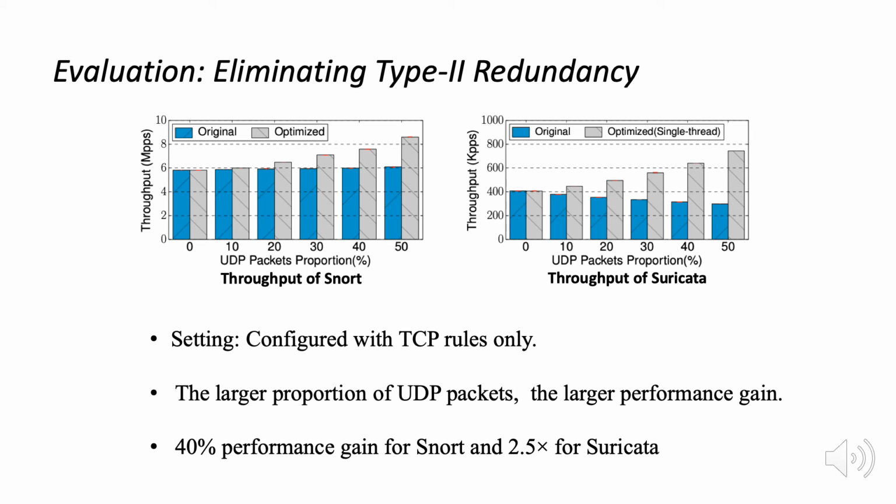We only configure TCP rules and regulate the UDP ratios in the test case to evaluate the effect of eliminating Type 2 redundancy. As we can see, in both NFs, the larger the proportion of UDP packets, the larger the performance gain we have. When the proportion of UDP packets reaches 50%, we can get 40% performance gains for Snort and 2.5 folds for Suricata.